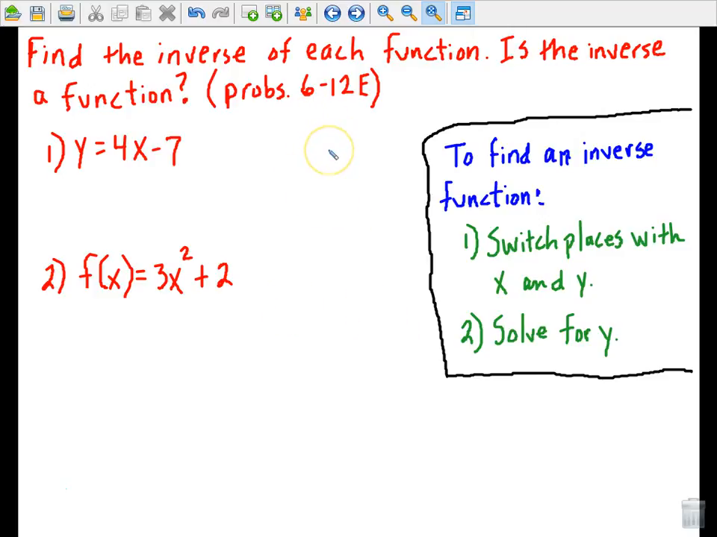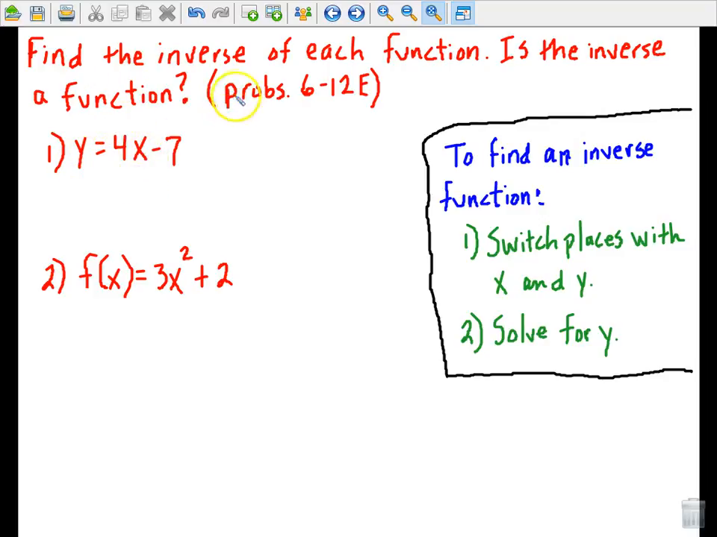Problems 6 through 12, that's really where you're going to start in this assignment. The directions in the book say to find the inverse of each function. We'll do that first, and then I want to come back to this question: is the inverse a function? Before, we were given a set of ordered pairs, and we said, well, that's pretty simple. You just take each ordered pair and switch places with the xy coordinate. Well, we don't have a set of xy coordinates here, but we do have the actual x and y variables.